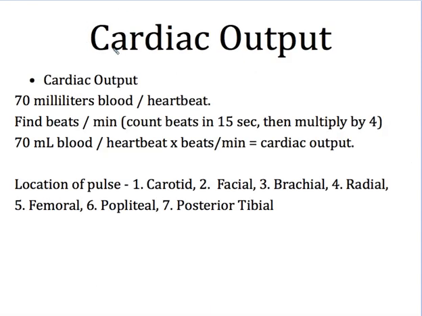Okay, now we're going to calculate cardiac output. Your body pumps roughly 70 milliliters of blood per heartbeat. So you have 70 milliliters of blood per heartbeat.